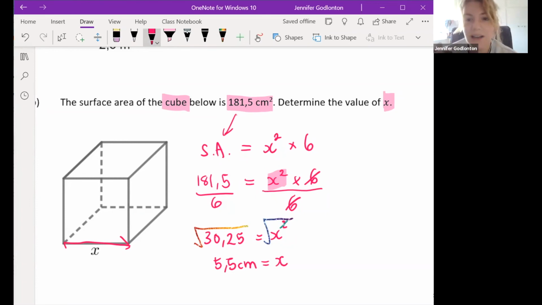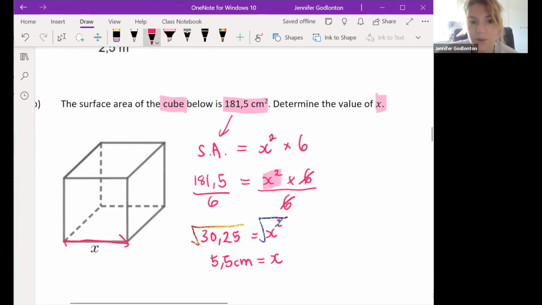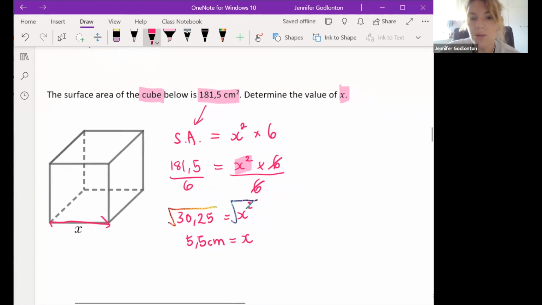So we just think about it like a normal equation. That's all you're doing here. So this is all algebra equation work. Just think of it written like this. Imagine it was written as 6x squared is equal to 181,5. Okay, so that's more in the standard format you would see in a normal equation.